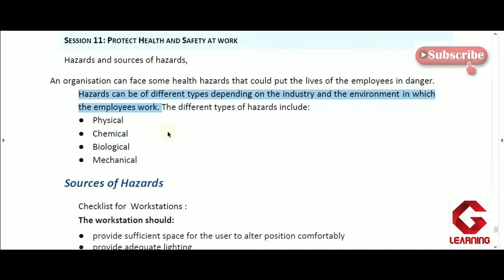So based on the industry, what it is manufacturing as well as where the industry is established, based on these two factors, workers in that industry face various hazards. Now here four different hazards are mentioned: the first one is physical, second one is chemical, third one biological, and fourth one is mechanical. So these four hazards are mentioned here.